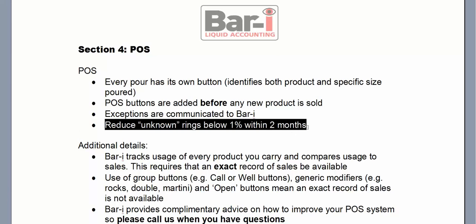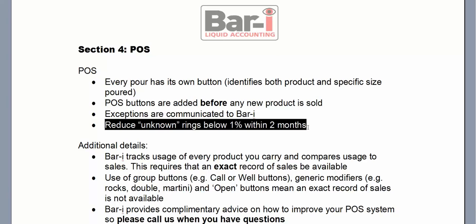I need to explain this, but we want to reduce our unknown rings down below 1% of sales within 2 months. So first of all, what is an unknown ring? Well, sometimes there are occasions in your point of sale setup where we know the quantity of product which was sold, but we're not able to determine which specific product it was that was sold.